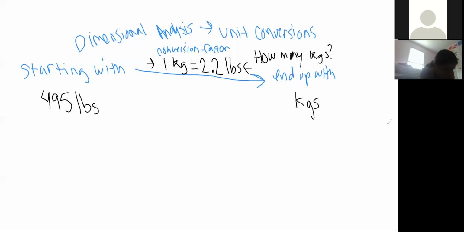So what I'm going to do next is I'm going to set up my conversion problem that's going to take me from pounds to kilograms. How I do this is I'm going to multiply this number right here, what I started with, times my conversion factor.